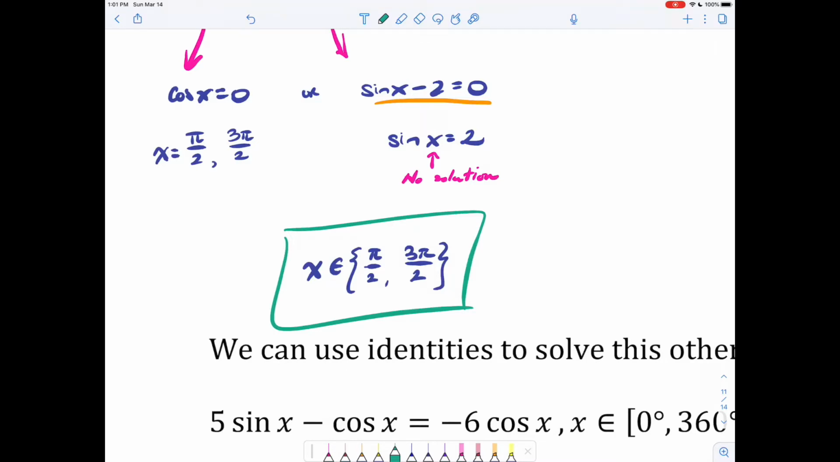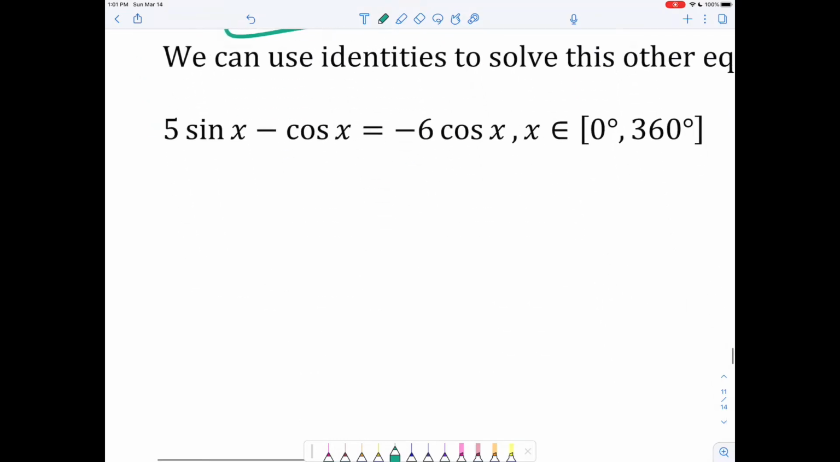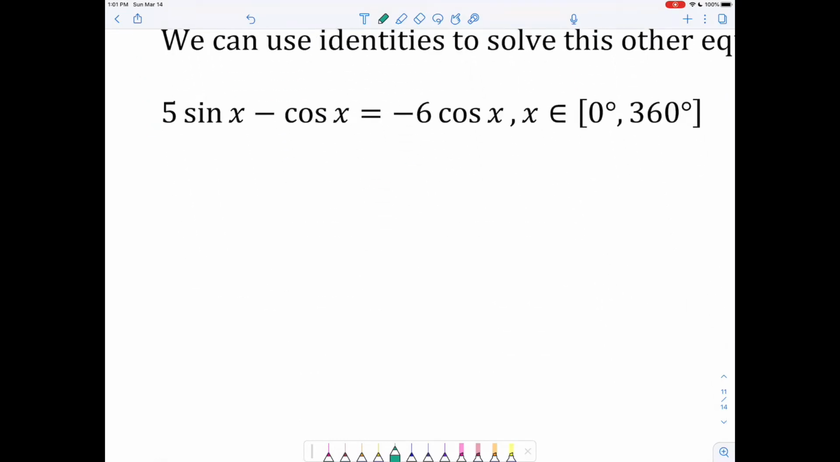There could be other cases where factoring is not really an option. So we're going to have to use identities. So an equation like this is not quite as direct. But let's see what we can do. I see there are some like terms swimming about. This cos x and the 6 cos x. Those are like terms. I can just add cos x to both sides. So then I'll have 5 sine x equals negative 5 cos x.